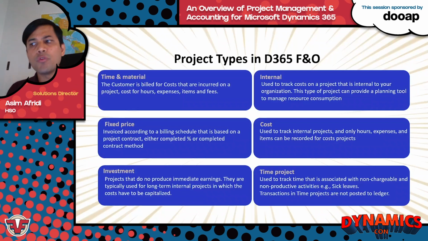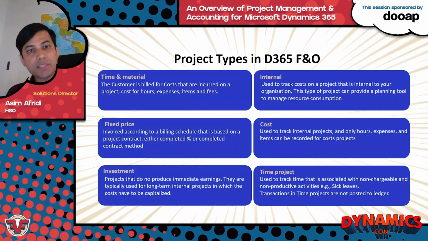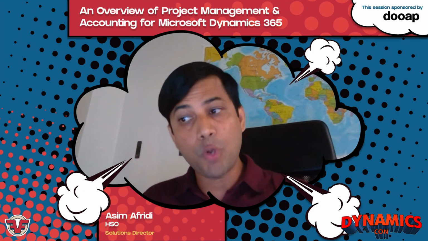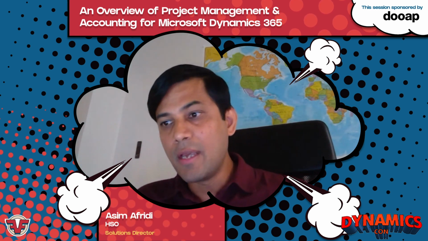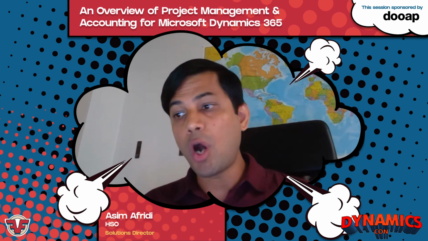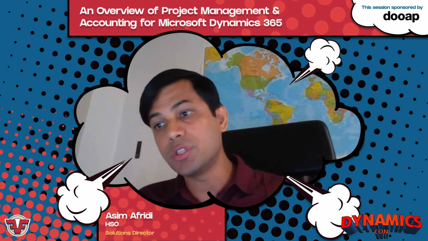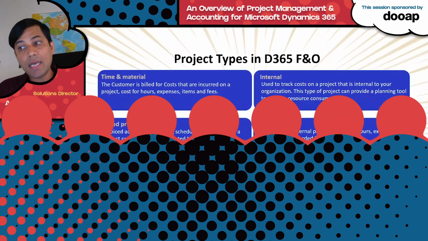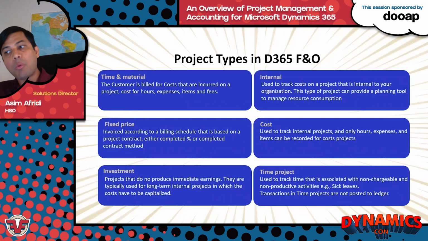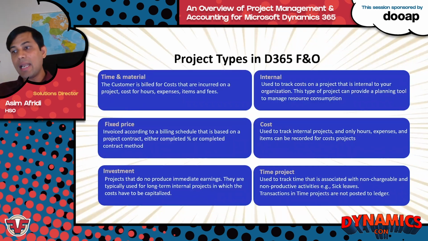So investment projects typically are used for long-term internal projects where the cost must be capitalized. So a good example is some long-term endeavor building assets where you are incurring costs which need to be capitalized later. Examples, a city building railroad infrastructure or buildings for city transit, for instance. So in investment projects, you can eliminate the cost out to a balance sheet item, typically fixed assets. Internal projects are used to track costs on a project that is internal to your organization. Internal projects can provide a good planning tool for managing your resource consumption, etc.